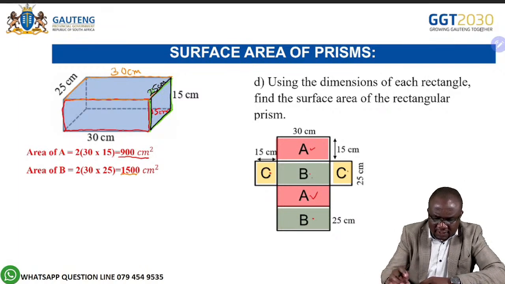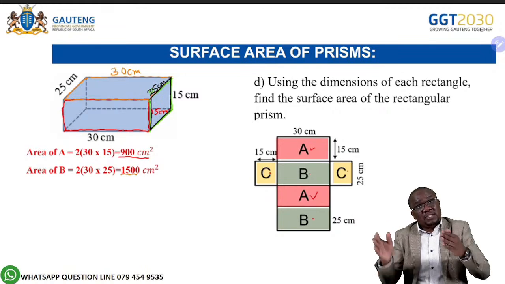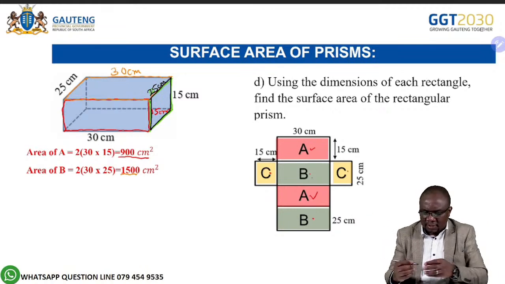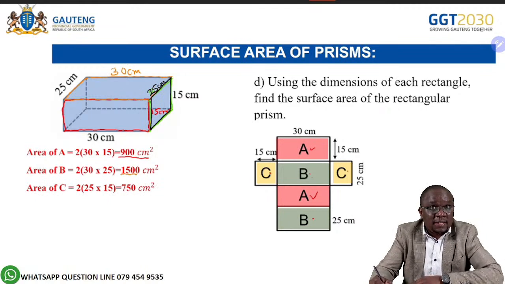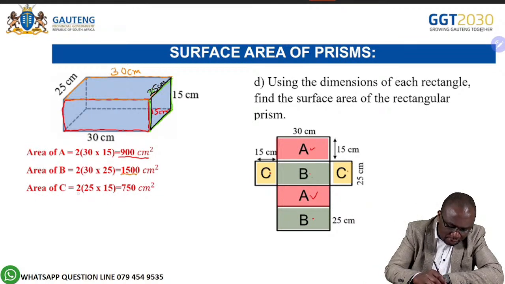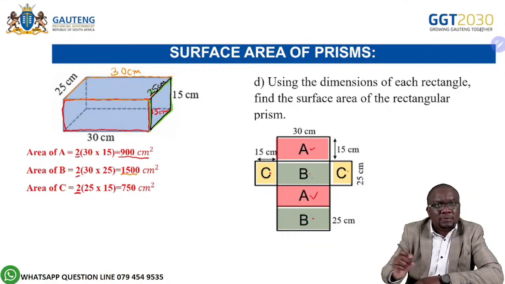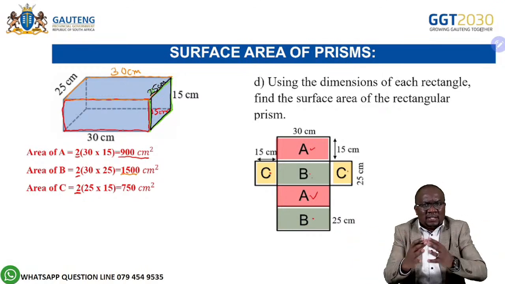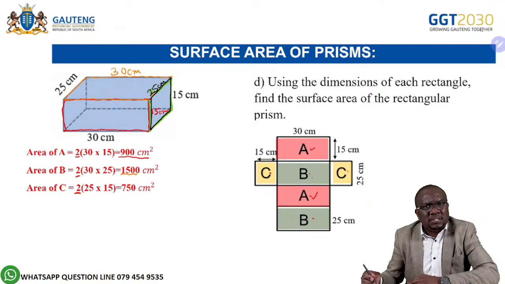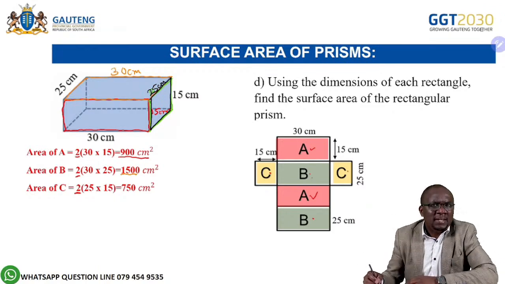And then if you say 15 times 25, what do you get? You get the answer and then say times 2, because there's one on the right and one on the left. And then we get this answer here, which is 750 square centimeters. We're saying times 2 because there are two of them. And then what do we do after that? We just add the areas of these rectangles, and then we get the total surface area of the prism. Do you see it is easy to calculate the surface area of a prism?